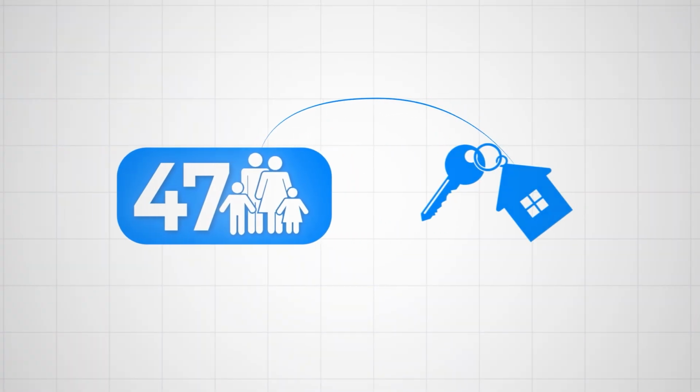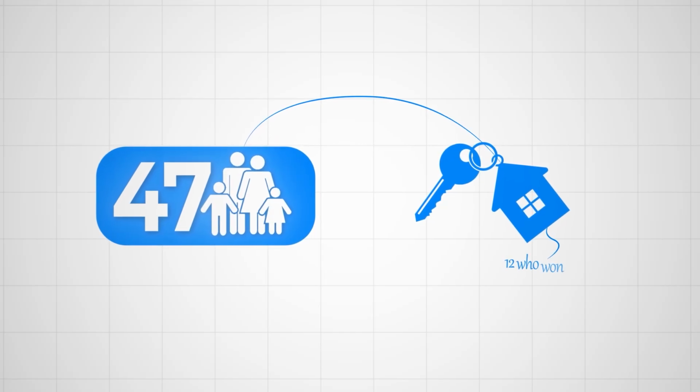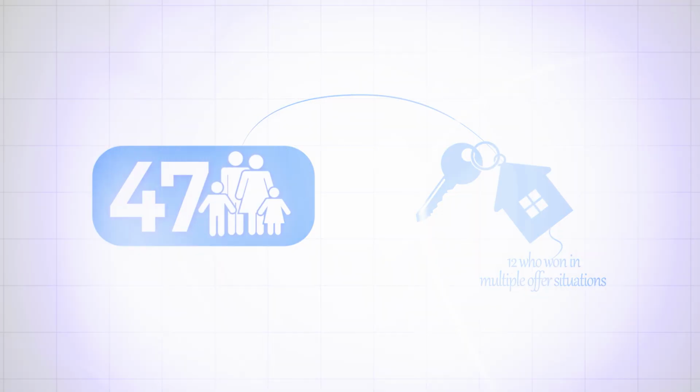Next, you're gonna wanna establish local authority. Like, "I've helped 47 families buy homes in Austin this year, including 12 who won in multiple offer situations." And then you're going to end with a clear CTA. So, "If you want my complete Austin buying strategy, click the link below."